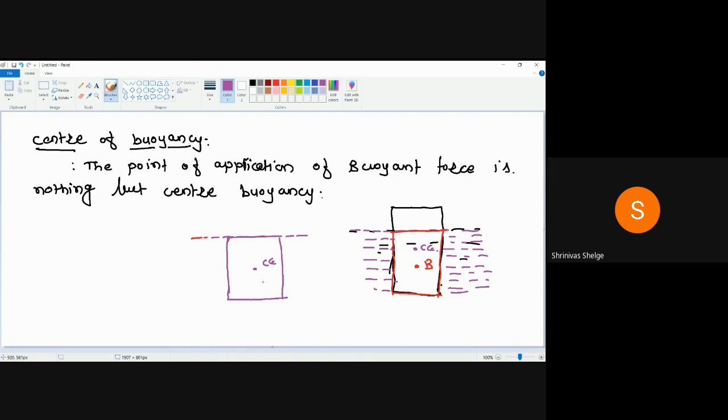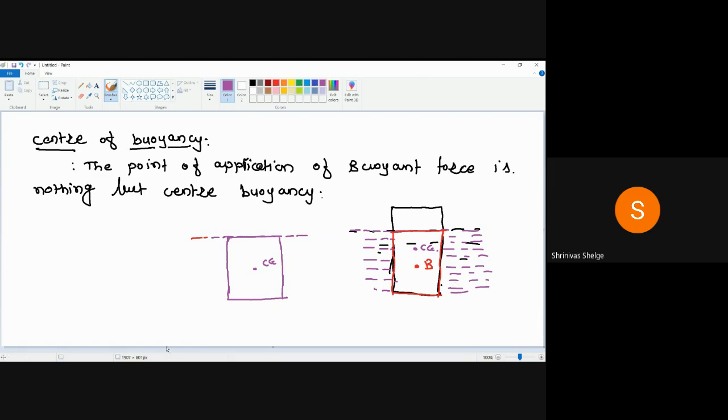Correct. That is the center of the body. What about now the center of buoyancy? What is the location of the center of buoyancy now? They coincide with each other. Yes, obviously. What I told you is that the center of buoyancy is the CG of the submerged portion of the body.